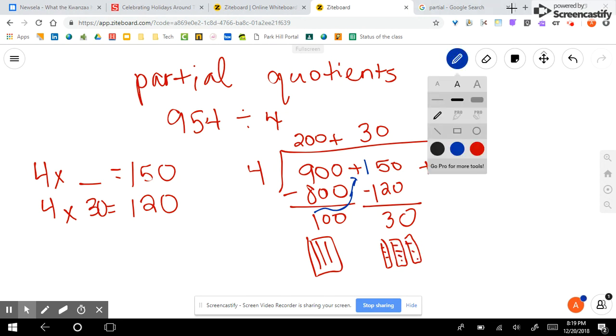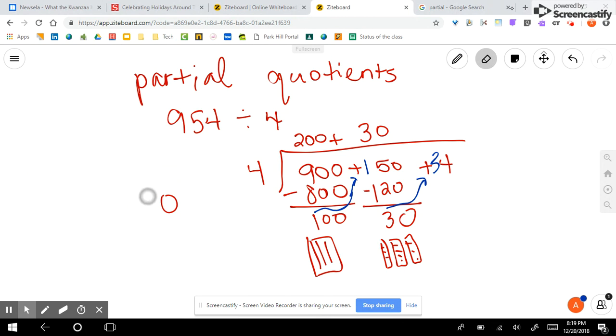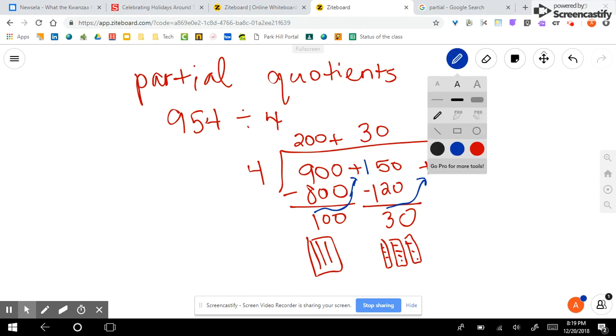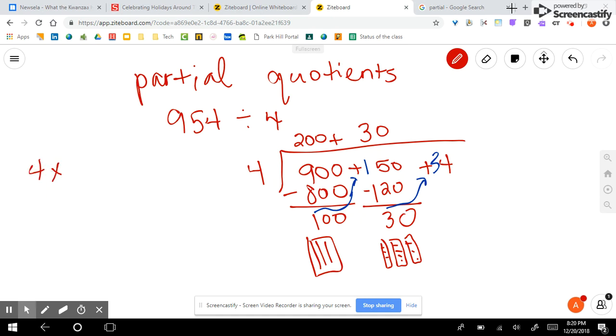I'm going to change colors again. I'm going to show you. I'm going to bring my, just the 3 tens, over. So now I don't have 4 ones. I have 34 ones. So I'm going to go through this process again over here. I need to think, 4 times what is going to equal 34? Because I'm doing 34 divided into 4 groups. So 4 times what is going to get me closest to 34? I know it's not going to equal 34, but what gets me the closest? Well, I know 4 times 8 equals 32.